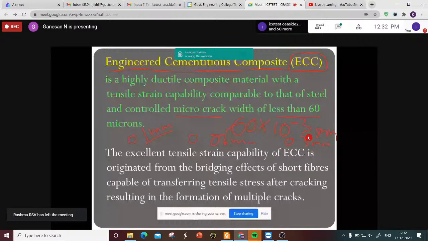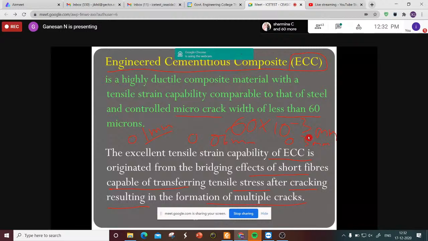The excellent tensile strain capability of ECC originates from the bridging effects of short fibers capable of transferring tensile stress after cracking, resulting in the formation of multiple cracks. So we always want ECC, engineered cementitious composite, so that the composite develops multiple cracking. That means strain hardening response, and finally the softening takes place after the widening of one of the cracks from the multiple cracks.